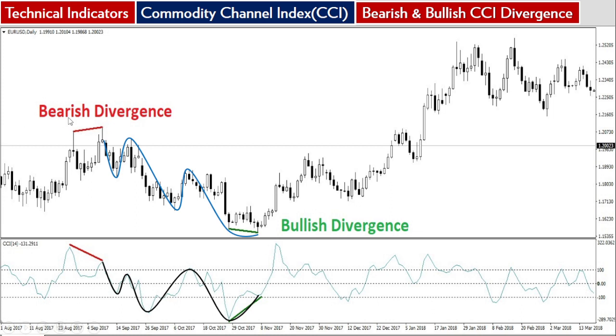So let's see how it works when you apply CCI on any price movement. You can see this is a bearish divergence over here. The price is making another high over here, but if we look at the CCI, it did not make a high as the price made the high. The CCI actually made a lower high in this case. So this is basically bearish divergence. Because the indicator is diverging, it's changing its direction. It was going up, now it's going to go down. So this is one example of bearish divergence. Now there is a bullish divergence as well.